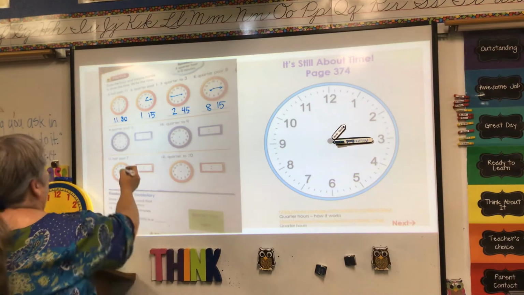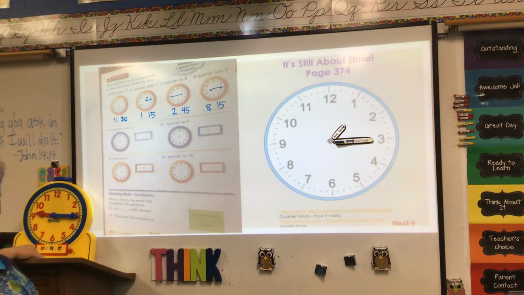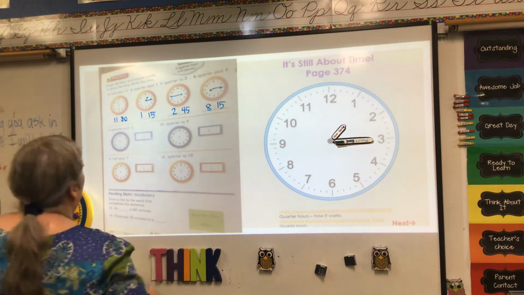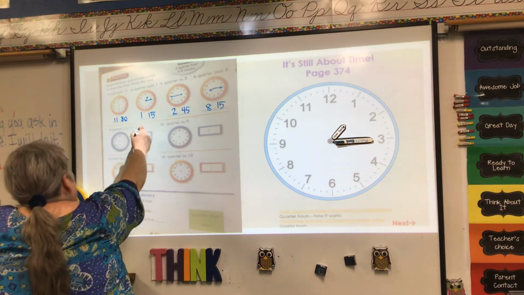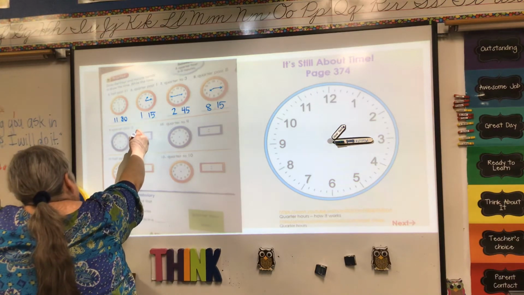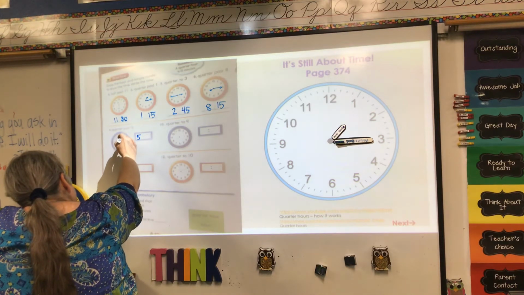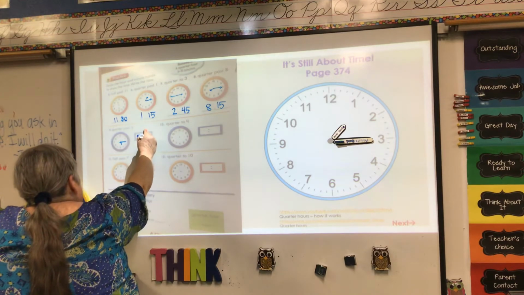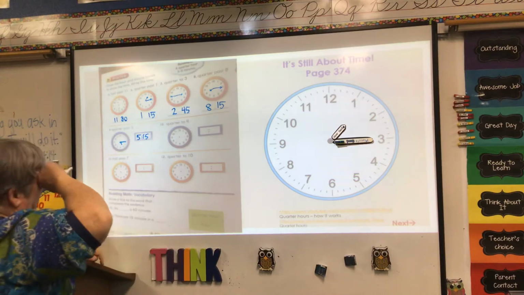5:15. Now this one, they want you to write it as a digital clock. Isn't that nice? That makes it easy. It almost feels like cheating in a way. Okay, so it's 5:15, so that means it's 5 something. So I'm going to put my hour hand there, and then my minute hand is going to go to the 3. A lot of 5s in that one.